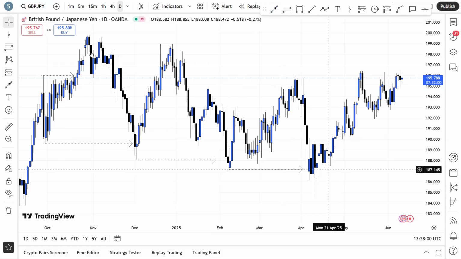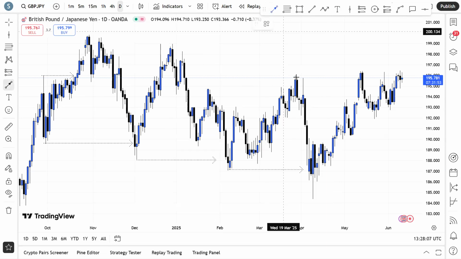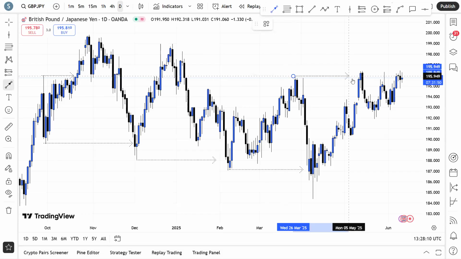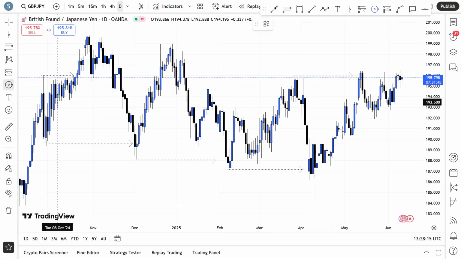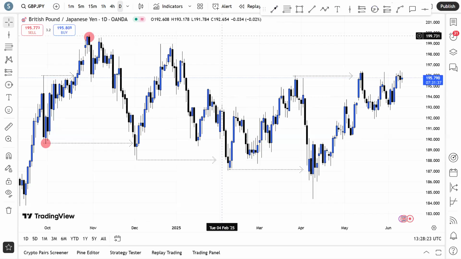So here the market was going down. We can call this a downtrend. You see? So until what happened? The market broke this high. Remember, guys, we are also marking our external liquidity. This is our low. This is our high. Then this is our low.